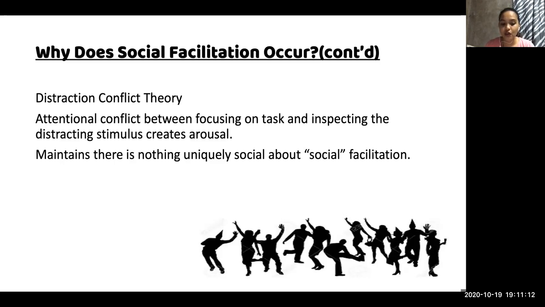And this attention conflict motivates a person to pay more attention to the task, and therefore we will see increased performance for simple learned tasks. And if the task is complex, performance is impaired because of the unfamiliar task, and the individual will produce habitual behavior of impairment.